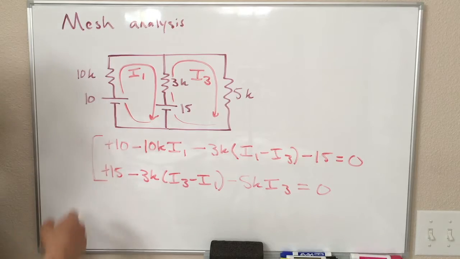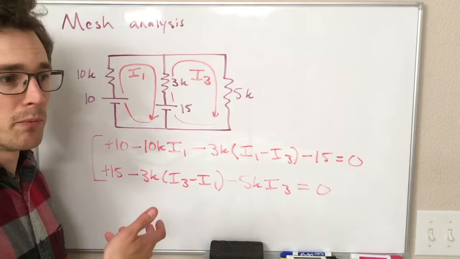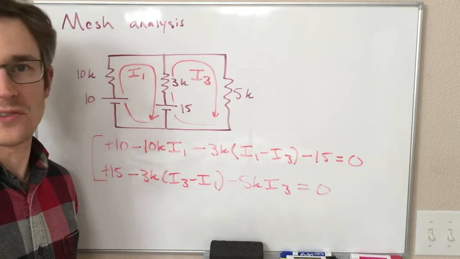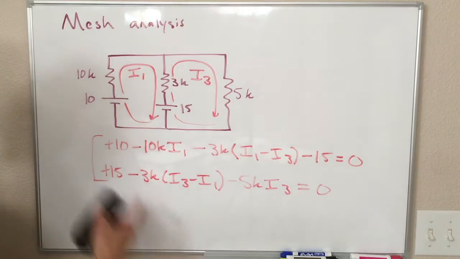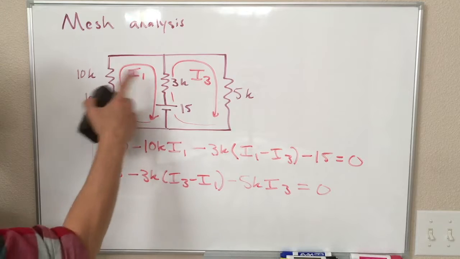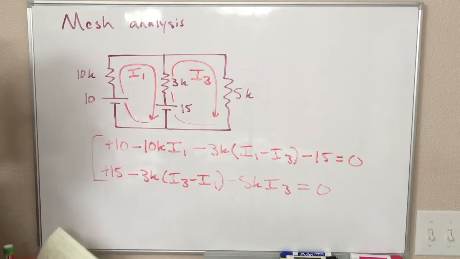If you solve these equations, you'll get exactly the same thing you do solving it the way we did last lecture using branch current analysis. And then if we wanted to find voltages, we could use the current values to find the voltages at different points, using Ohm's law.